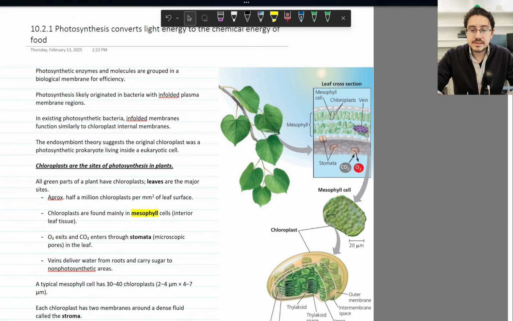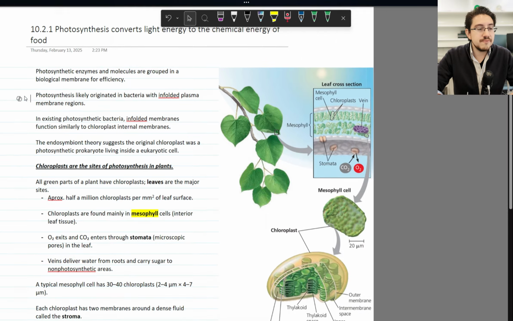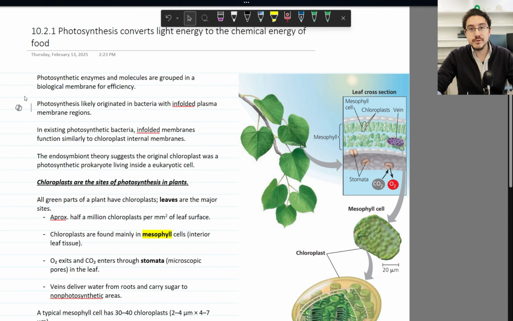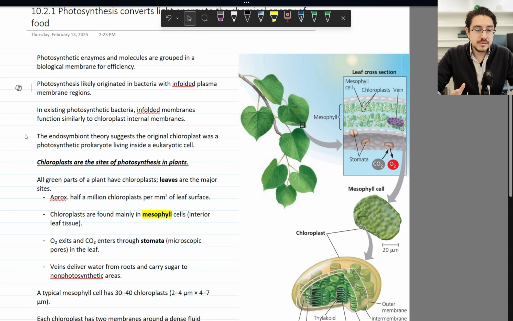All right. Going to the next section, 10.2, photosynthesis converts light energy to the chemical energy of food. All right, so photosynthetic enzymes and molecules are grouped in a biological membrane for efficiency. We're going to see this is very similar to cellular respiration and the electron transport chain situation.